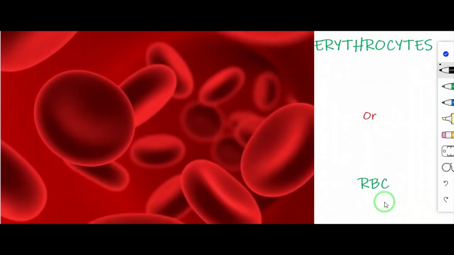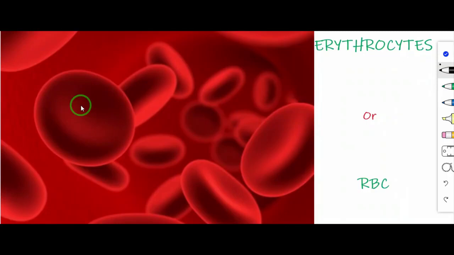Erythrocytes or RBC. These RBCs are the most abundant cells in the human body. These RBCs are formed in the bone marrow. The shape of the RBC is biconcave and disc shaped. The lifespan is 120 days. The function of RBC is transport of oxygen from lungs to tissues. One important point: the RBCs impart red color to the blood due to the presence of the respiratory pigment hemoglobin. Because of that, the blood is red in color.